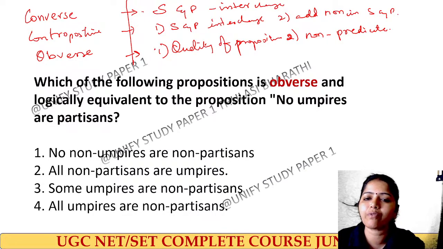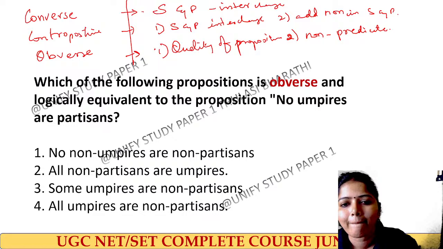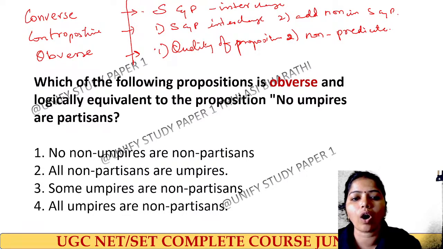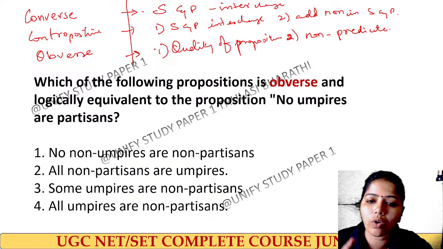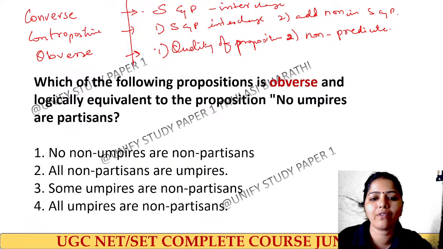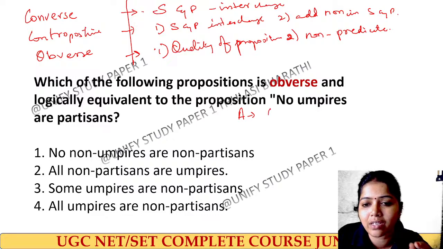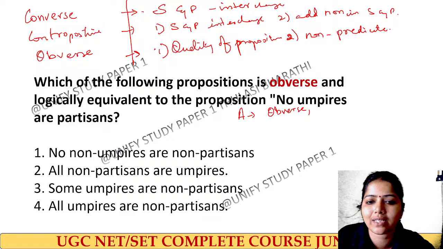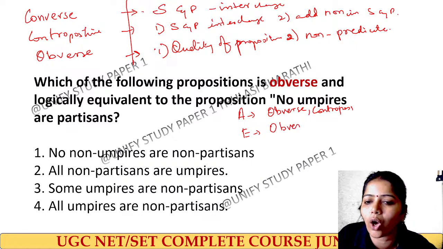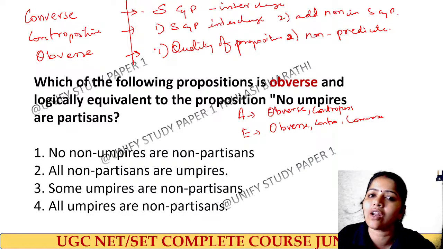And converse is applicable for which logical reasoning? If it is an A-type statement, then obverse and contrapositive are logically equivalent. Understand? Obverse and contrapositive are equivalent for an A-type statement. For an E-type statement, all 3 are logically equivalent: obverse, contrapositive and converse.